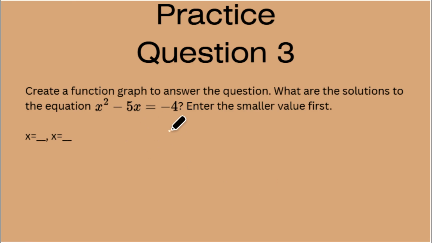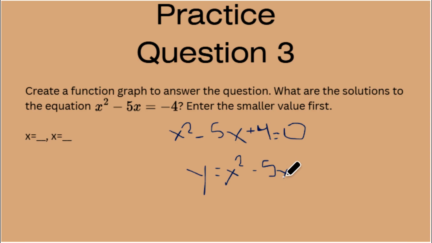Alright, so first you have to write this as x squared minus 5x. We have to move that -4 to the other side so it becomes +4 equals 0. Okay? There's 2 ways to do this. The first way is to make your table of values and all of that garbage. But why work harder when you can work smarter? So we're going to go with y equals x squared minus 5x plus 4.